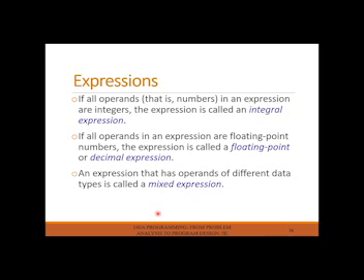Expressions. Ano ba yung expressions? If all operands or numbers in an expression are integers, the expression is called an integral expression. If all operands in an expression are floating point numbers, the expression is called a floating point or decimal expression. An expression that has operands of different data types is called a mixed expression.